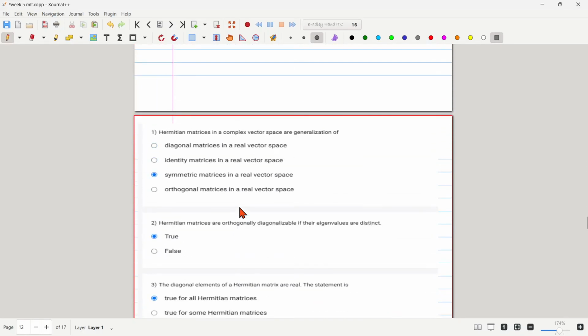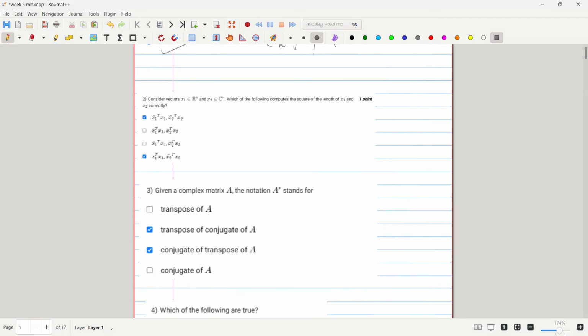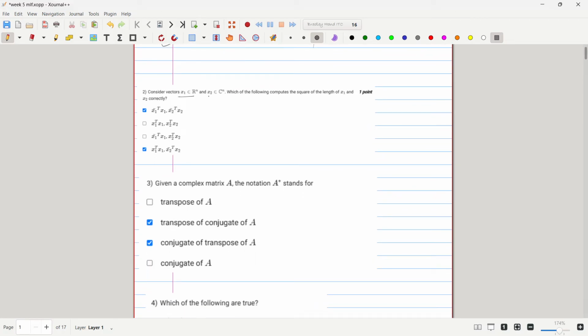Okay, and these are the activity questions. See, the statement that the inner product of two complex numbers is always commutative: commutative means the inner product of x conjugate transpose y should be equal to y conjugate transpose x. This is generally not equal, so this statement is false. Consider vector x1 belongs to R raised to power n and x2 belongs to C raised to power n. Which of the following computes the square of the length? Square of length means x1 conjugate transpose x1 and x2 conjugate transpose x2. This is the correct option. And x1 transpose x1 and x2 conjugate transpose x2 is also correct.